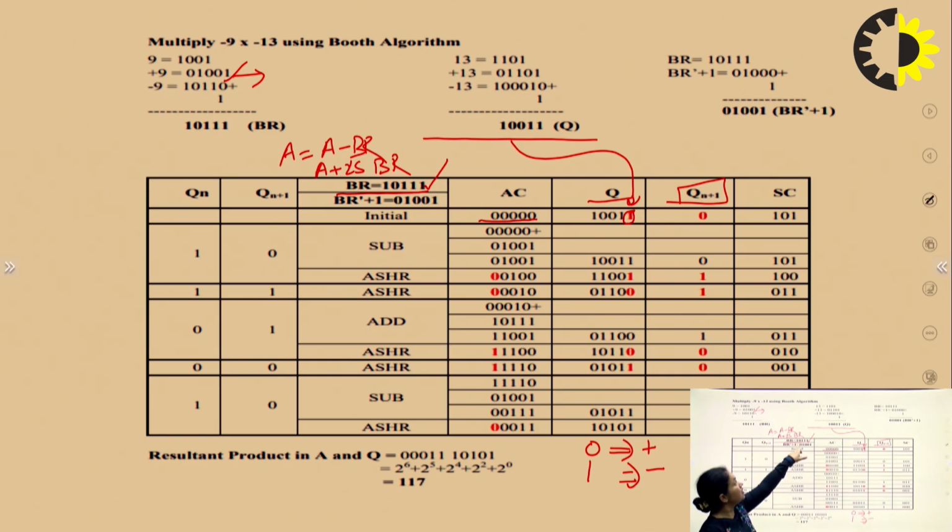When you have a negative number and you take the 2's complement of this, is it the same? Yes, it is the same. Okay, so a little bit of confirmation that we are doing it right.